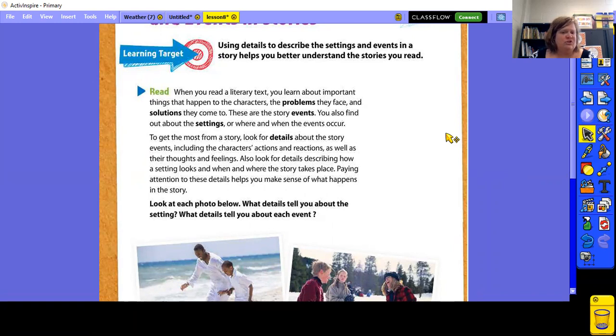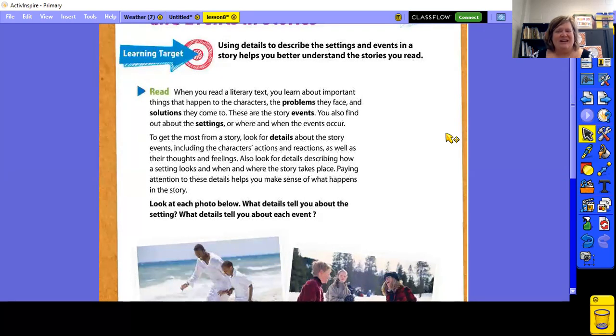To get the most from a story, you need to look for details about the story events, including the characters' actions and reactions, as well as their thoughts and feelings. Also look for details that describe how a setting looks and when and where the story takes place.